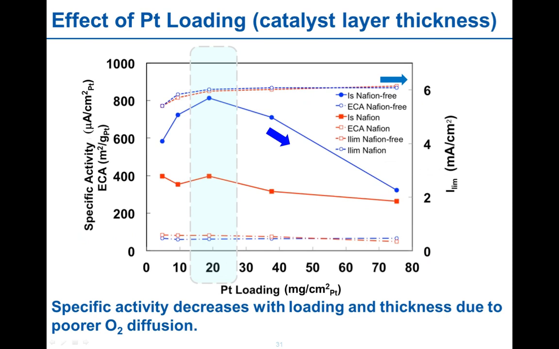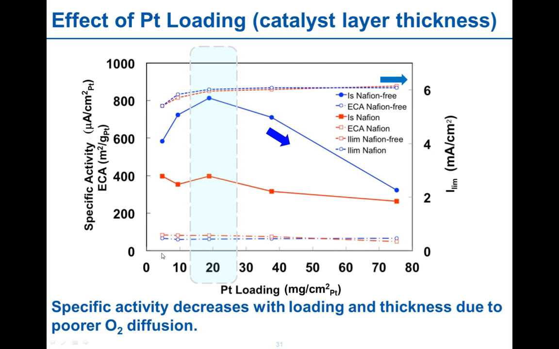Another study we wanted to do to investigate this oxygen transport or mass transport issue was to change the loading of the catalyst. The x-axis is the platinum loading, milligrams per centimeter square. Sorry, it should be micrograms per centimeter square. As you increase the catalyst loading, obviously the thickness of the catalyst layer increases. Now the blue curve corresponds to Nafion free. As the thickness of the loading increases, you see a loss in activity, so obviously there's some mass transport issues. In the case of Nafion, the curve is much flatter.